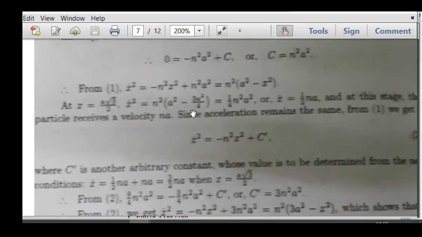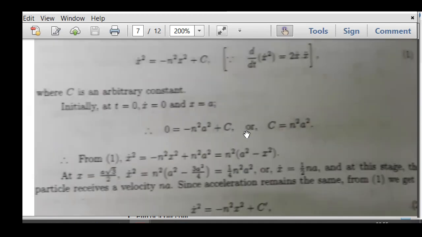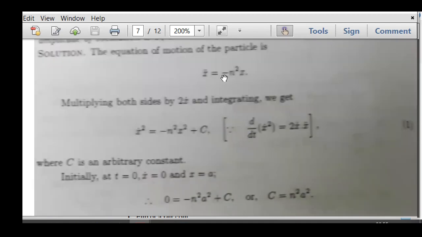My x dot square equals this thing, where c dash is another arbitrary constant whose value is to be determined from the conditions. So how am I getting this? Actually, I am getting this by solving the differential equation again. As it is receiving something extra in the intermediate step, the equation of motion has to be considered again. But how do I have to consider the equation of motion?